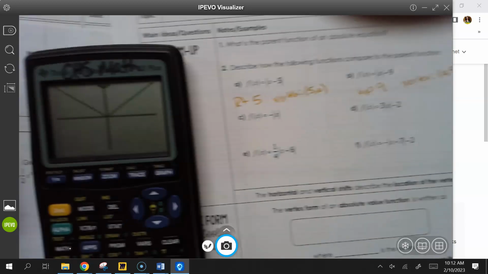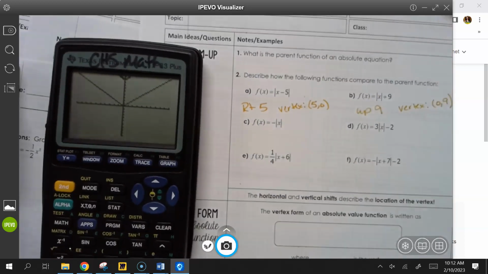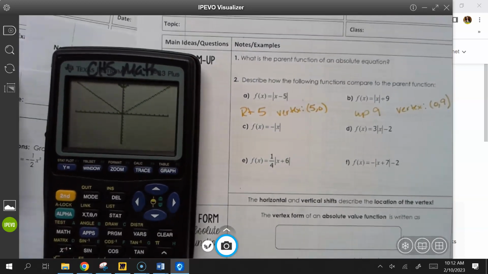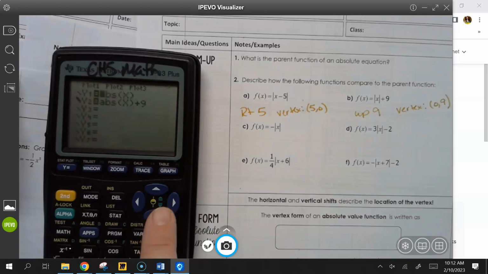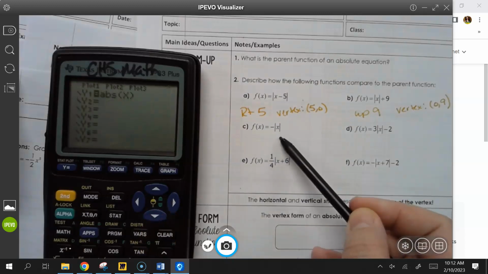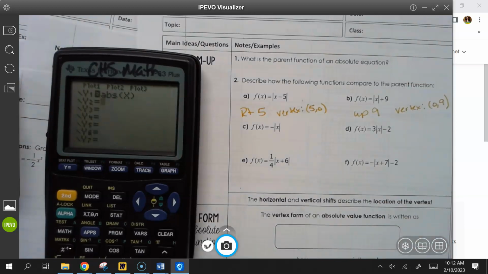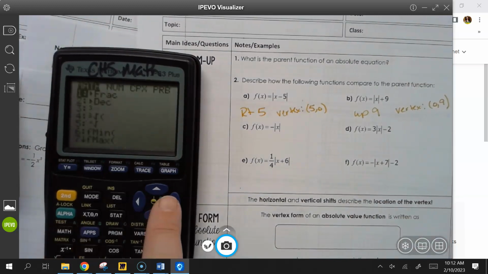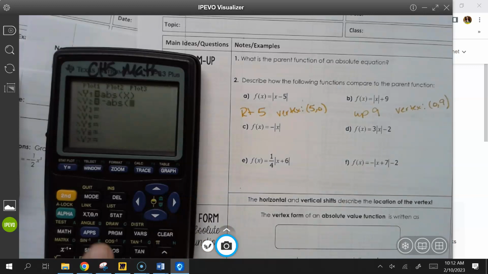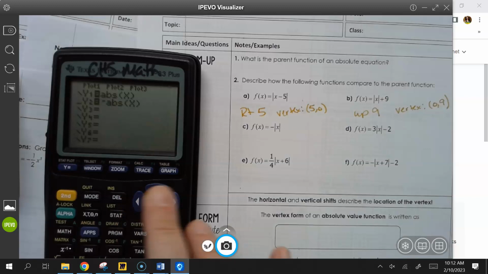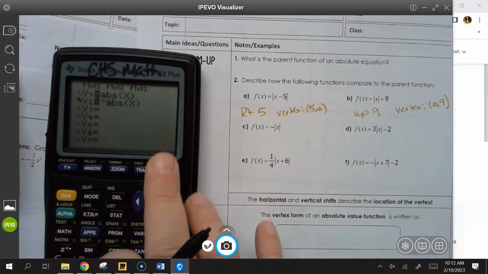Okay, let's do the next one. Take this one off. Negative absolute value of x. Negative absolute value of x. Again, I'm going to make this one bold. I'm going to graph.